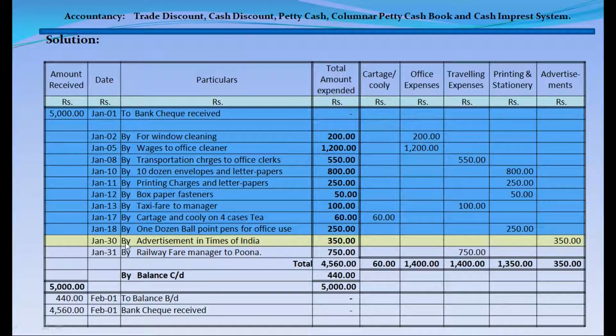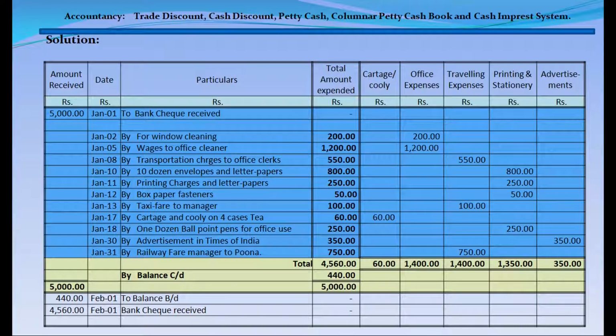On January 30, he paid for advertisement in Times of India 350 rupees, so this he recorded in the advertisement column. On January 31, he paid 750 rupees railway fare to manager to Pune, but this is again a travelling expense, so he put it in the travelling expenses column.